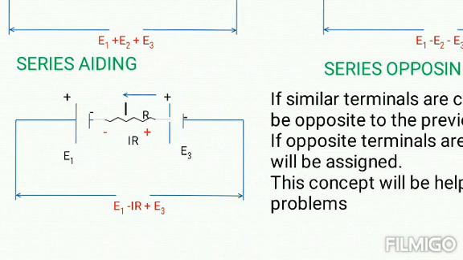And come to the E3. How are E3 and IR connected? Positive to positive. So similar terminals means opposite sign. So minus IR here, so we have got a positive sign for E3.